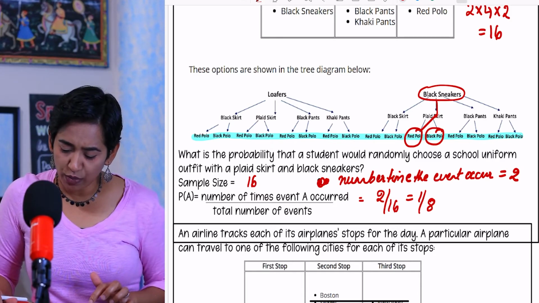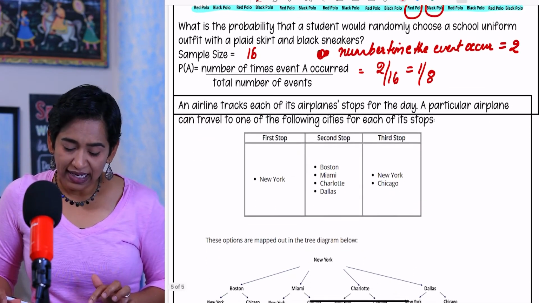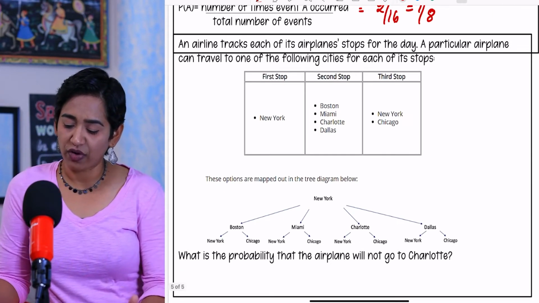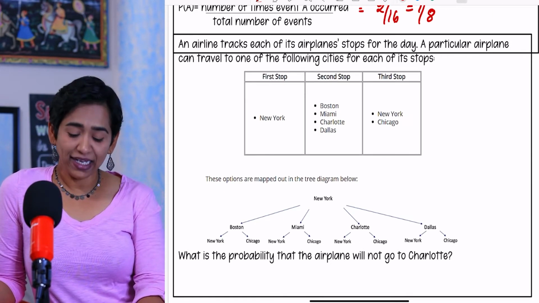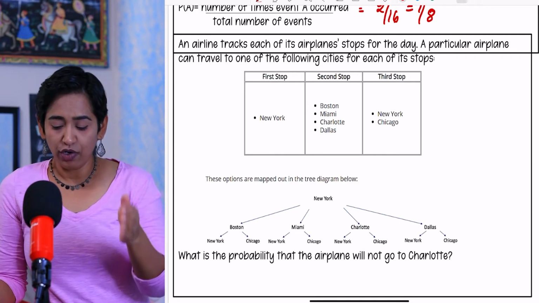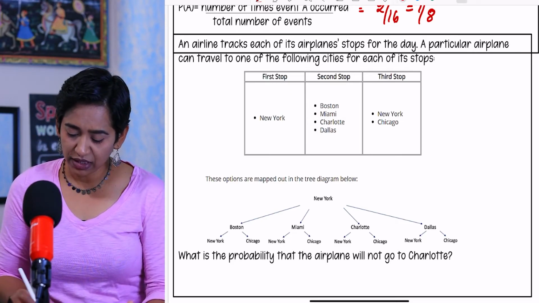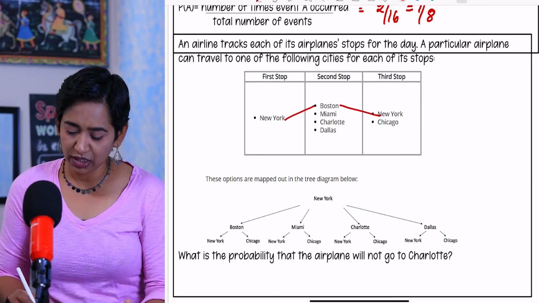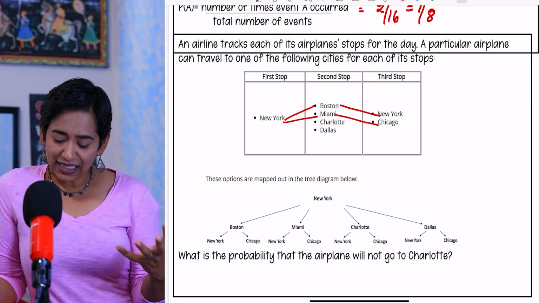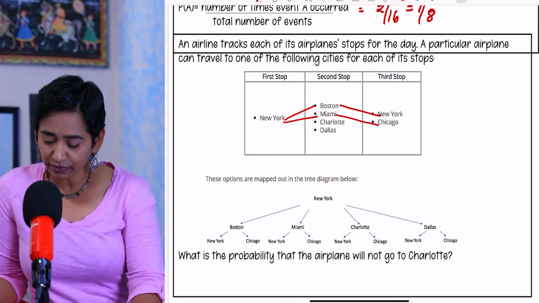Let's do one more example. I think this kind of overlapped on one another. Let's see. An airline tracks each of its airplane stops for a day. A particular airplane can travel to one of the following cities for each of its stops. New York, Boston, New York, Miami, as you can see. First stop, second stop, third stop. And they're asking you, what is the probability that the airplane will not go to Charlotte?